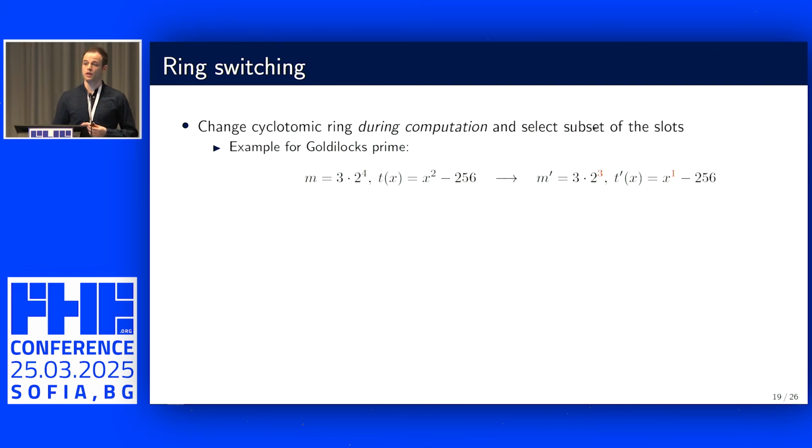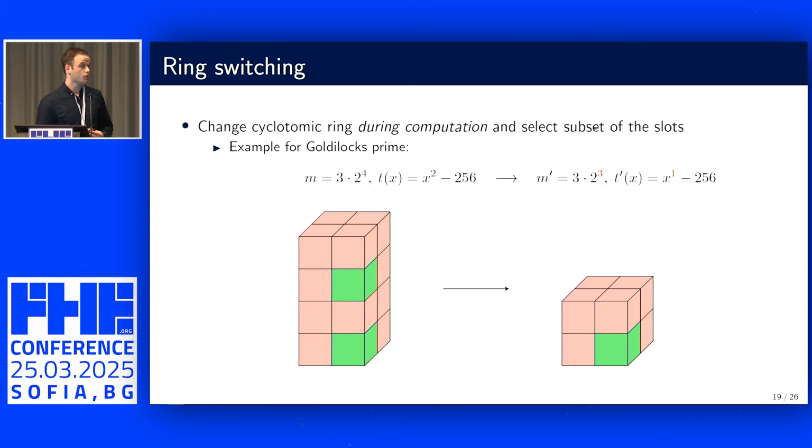Another operation that we can do in the regular BFV scheme, and which also extends to GBFV, is ring switching. Here the idea is to change the cyclotomic ring during the computation. I will not explain the mathematics of this, but on the hypercube, what would happen is that we would remove the top part of the hypercube, and as a result, also the number of slots in this toy example would reduce from 2 to 1.